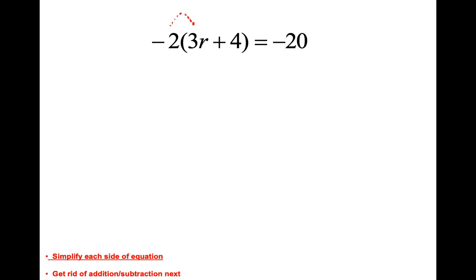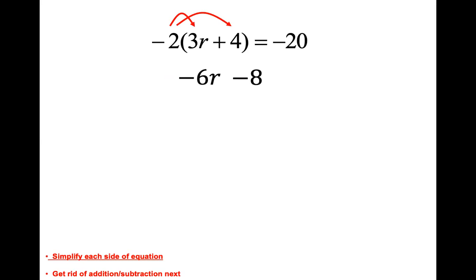So I'm distributing a negative 2 to the inside. Negative 2 times 3r is? Negative 6. See what I mean? How easy is it to make that mistake? Negative 2 times positive 4 is? Negative 8. If you're not paying attention, all of a sudden those rules of multiplying with positives and negatives cause problems.